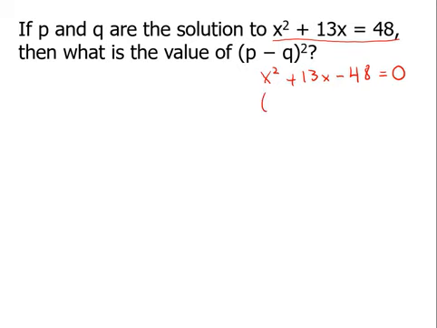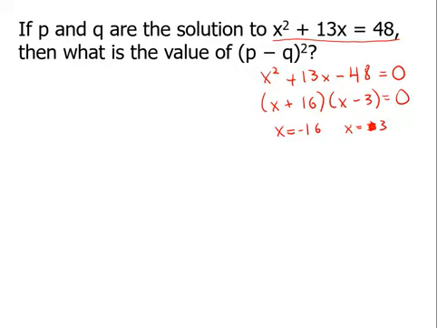And so we're going to make the bigger one positive, x plus 16, x minus 3. That is the factored version of this. And this produces roots of x equals negative 16 and x equals positive 3. Oops, positive 3. We don't know which one of these is P and which one of these is Q.